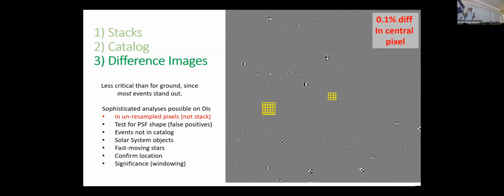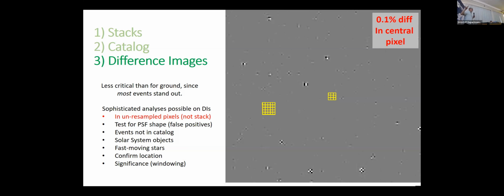You can test for the PSF shape, throw out a lot of false positives that way. You can find events that aren't in the catalog, look for solar system objects that are moving fast. You can confirm the location. You can say, yes, in fact, this change in the difference image is in the exact position that I expect it to be based on the stars that I know. And you can also look at the significance. This is interesting. I think people want to do this.